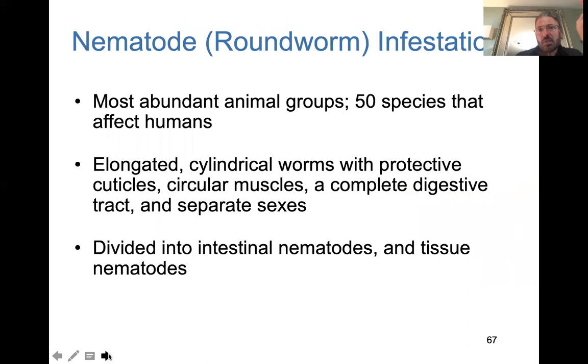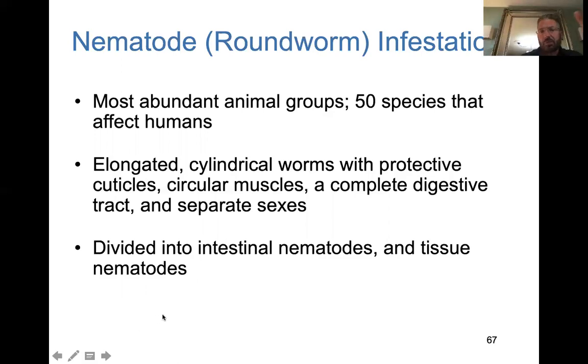All right. So the roundworms are the most abundant group. There's about 50 species that affect humans. We're only going to talk about them generally, all right? So these are elongated cylindrical worms with protective cuticles. So these are round worms. They usually are thick in the middle. They come to a pointed end, right? They have protective cuticles. So that's kind of like a waxy proteinous coating on them. So they're not affected by our stomach acids or any of our eosinophils. They're going to have a hard time getting through that shell, that protective coating.